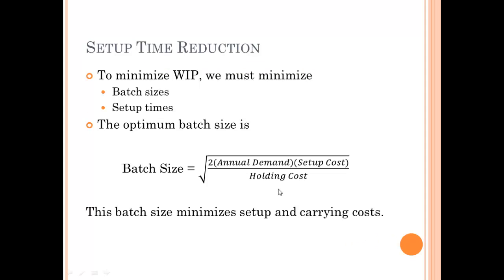All right. Setup time reduction. So if we want to minimize the WIP, we have to minimize the batch sizes and the setup time. All right. And this is a calculation that lets you determine the batch size. It's the square root of 2 times the annual demand times the setup cost divided by the holding cost.